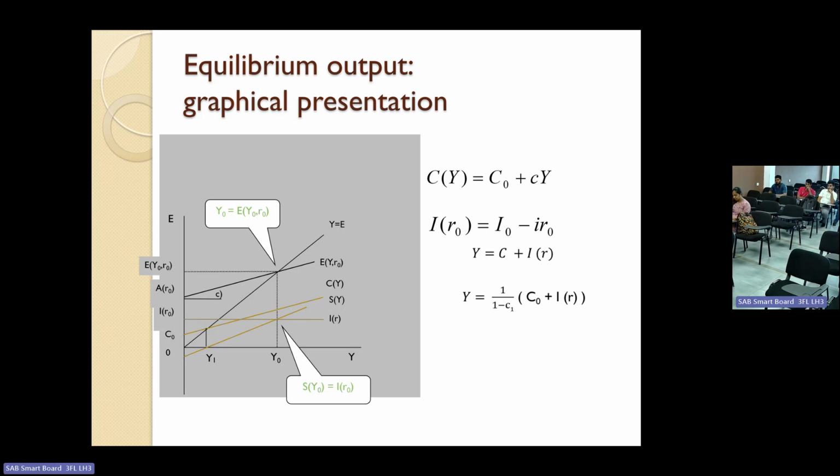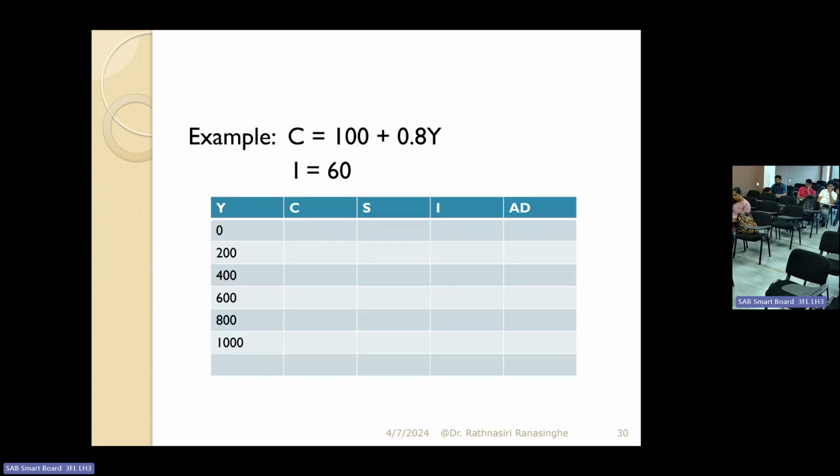This is the equilibrium. We have the model variables, consumption and investment. We can derive the equilibrium equation accordingly, and the same thing you can explain in graphical form, and even in tabular form, as a table, taking all these variables at different income levels. Okay, this is the table.